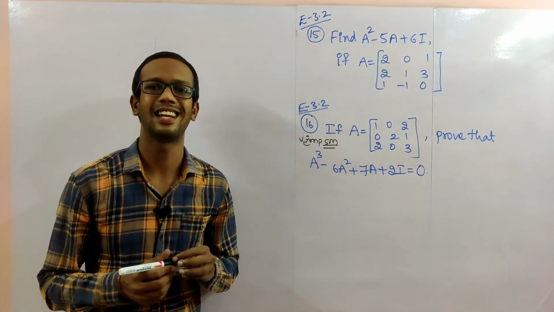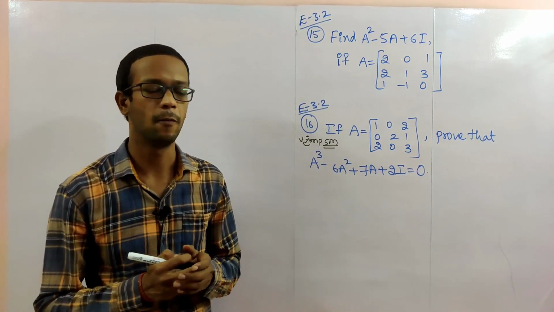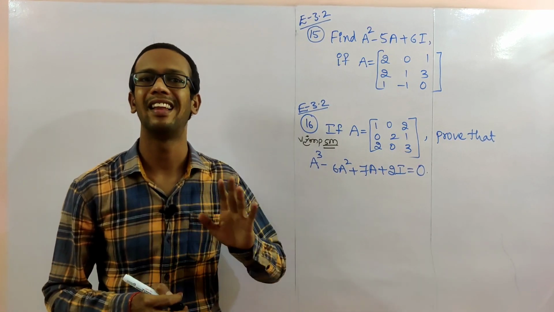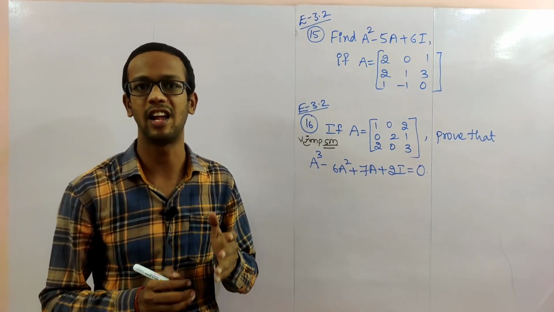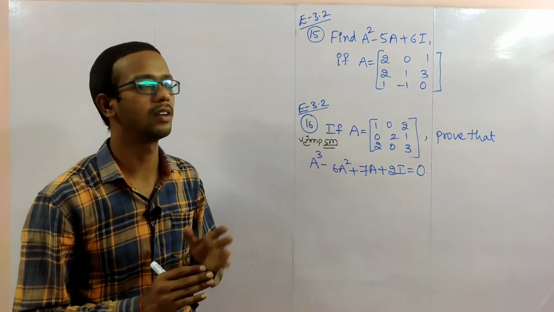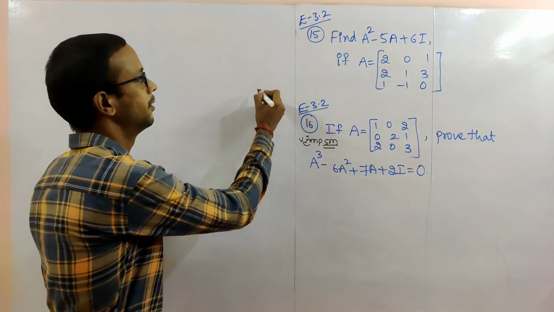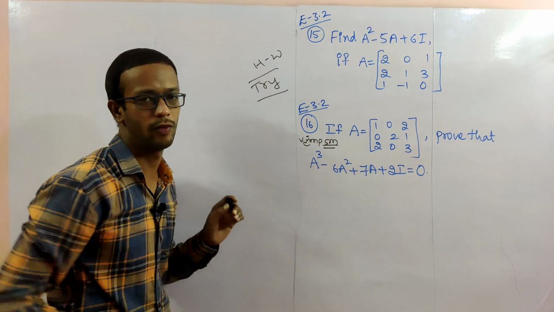Next, exercise 3.2 also has the same problems. The 15th and 16th are the same problem as example 18. We just completed example 18. Same method, with different numbers and different equations here. So these two you have to try. Take these two as homework.